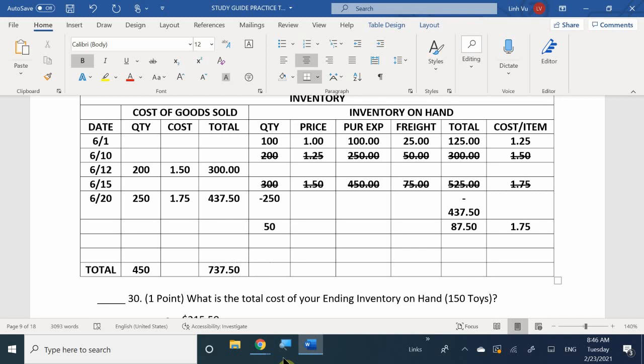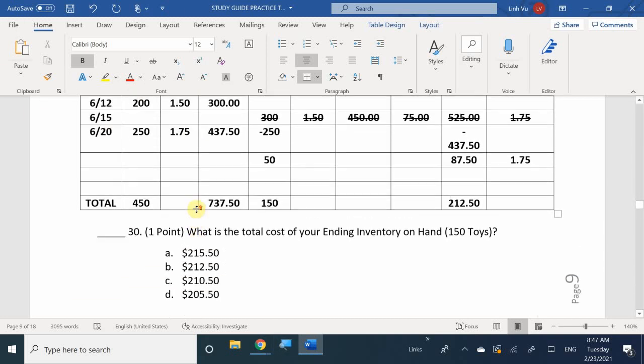$737.50. Okay, how much do I have left on inventory on hand? 150. How much in total is my remaining of 150? 212.50. And lastly, you don't need to fill that column out. So here you go. By doing this, it's so much easier to answer the rest of the questions, right?